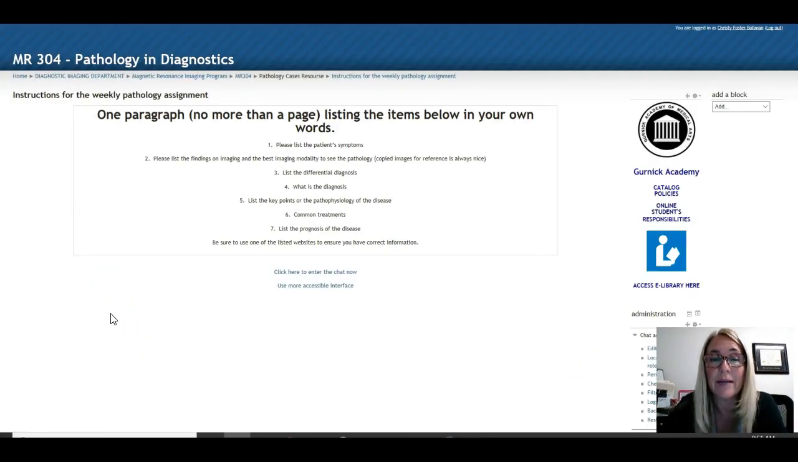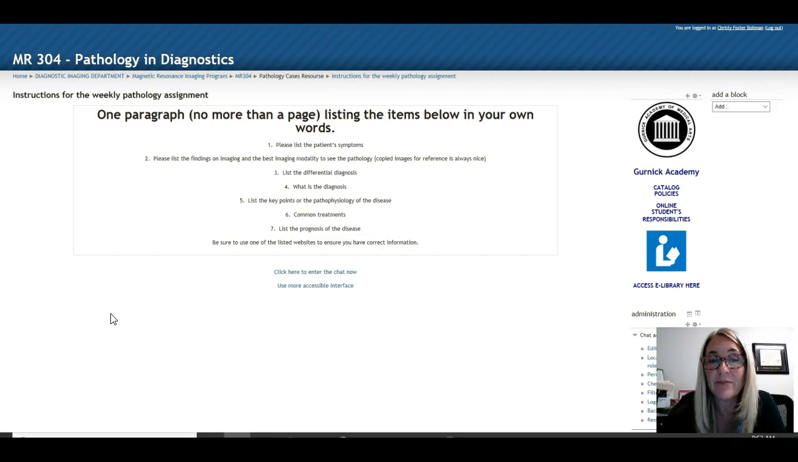So it says one paragraph. Now, when I say a paragraph, I'm not kidding. I'm not talking about a 10-page assignment. I just want you guys to write up real quick the following. I want you to list the patient's symptoms, list any findings on imaging, and the best imaging modality to see the pathology. And you can copy images from what you are pulling the information from and put it into your paper, which is really nice.